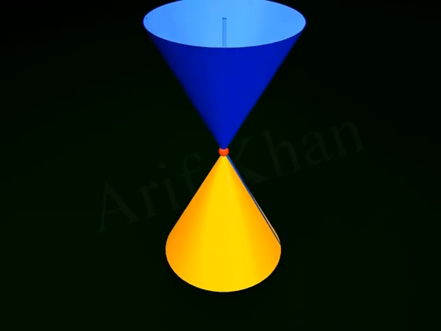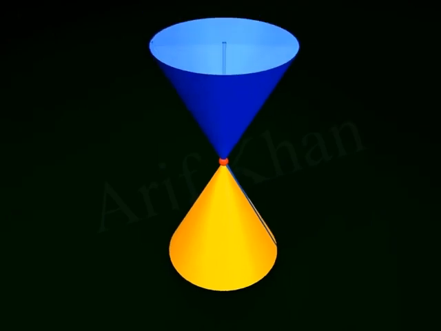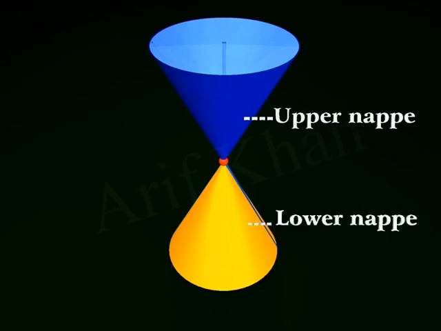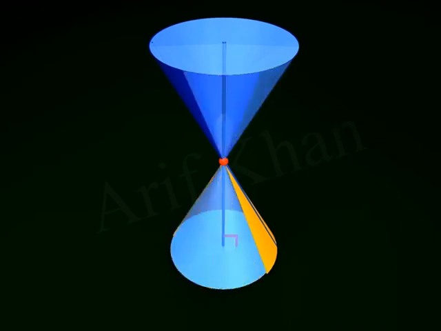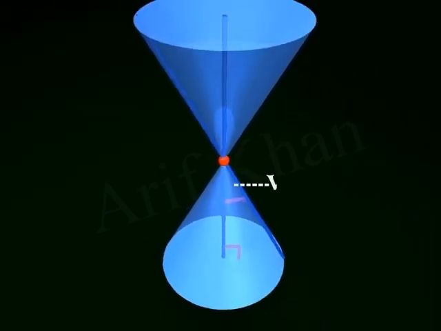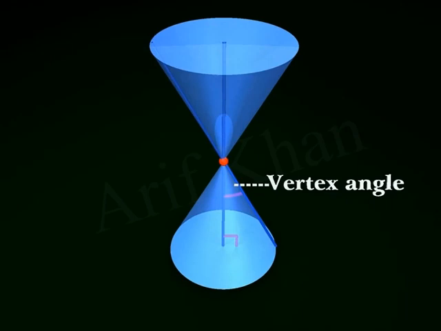A double right circular cone has two nappes. The nappe above the vertex is called the upper nappe, and that below the vertex is called the lower nappe. Also, the angle between the generator and the axis is called the vertex angle.